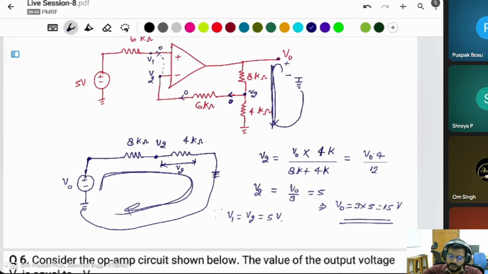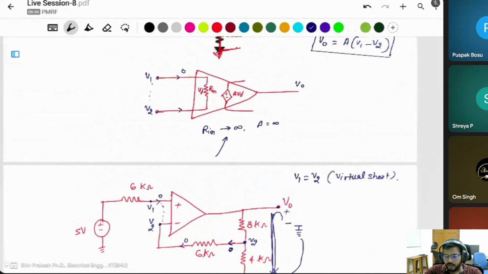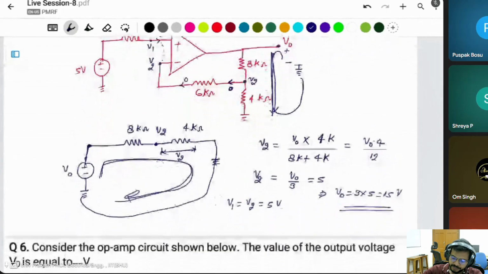Simply, we have to remember this in the ideal cases, because the output voltage depends on the difference between them. If the difference between them is 0, there is no current. If there is a difference, then current will flow and we will get the output voltage.